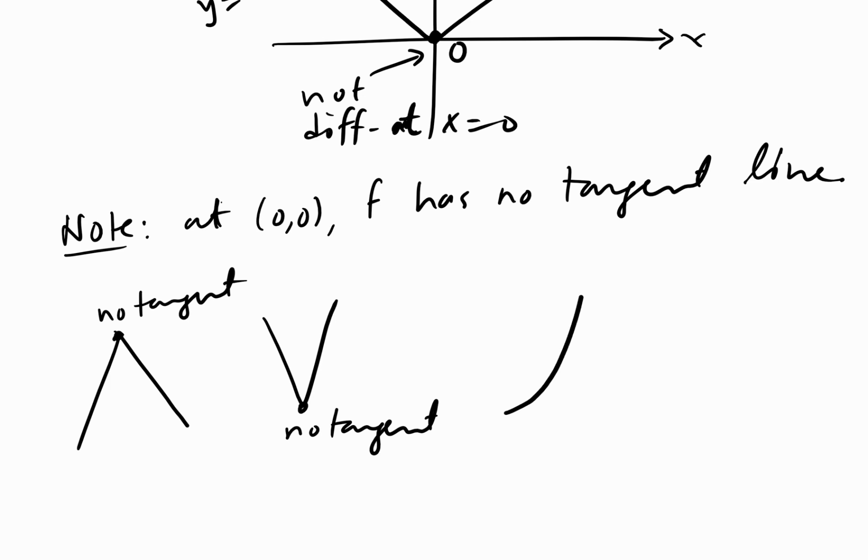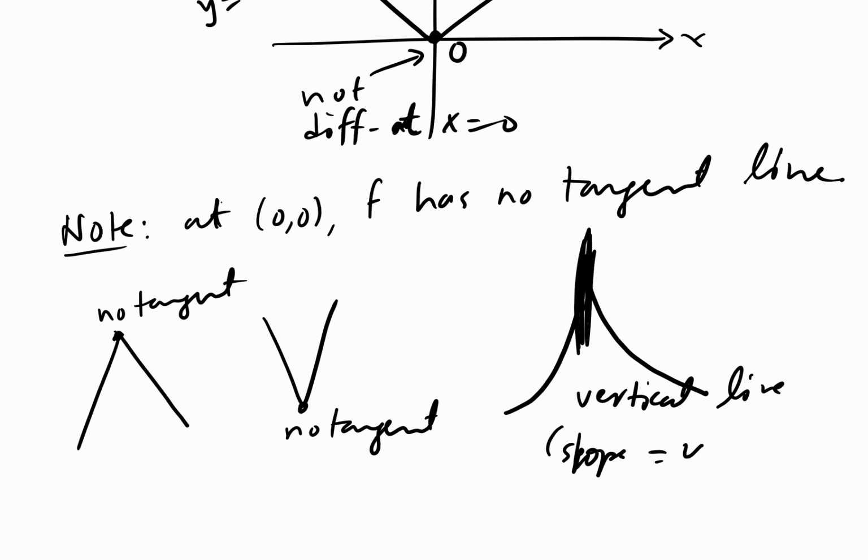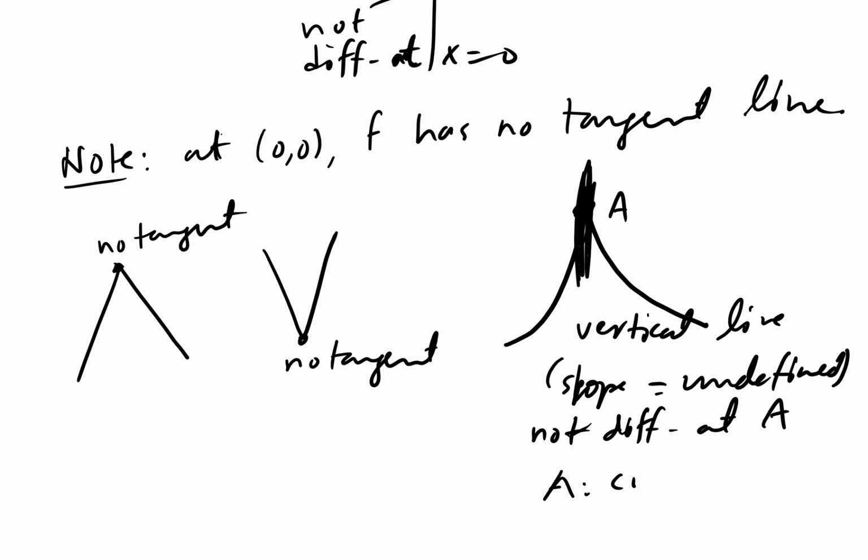Another specific case, when you have a graph like this, you can't have a vertical tangent line like this because it has an undefined slope, vertical line. The slope is undefined. So not differentiable. Call this point here A. Not differentiable at A. This point A is called a cusp.